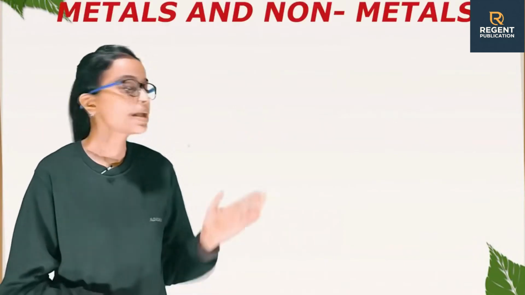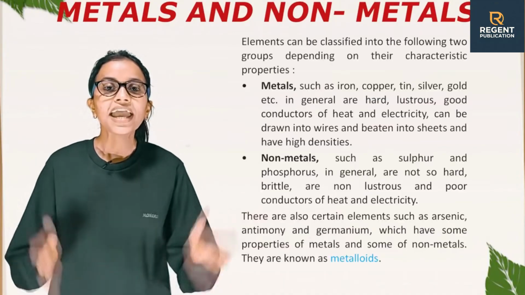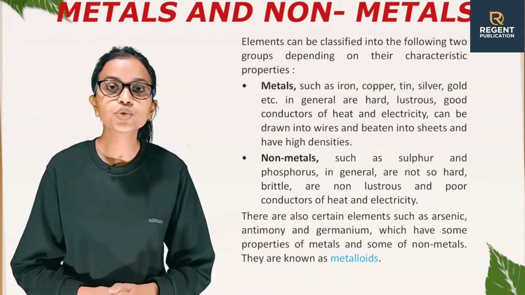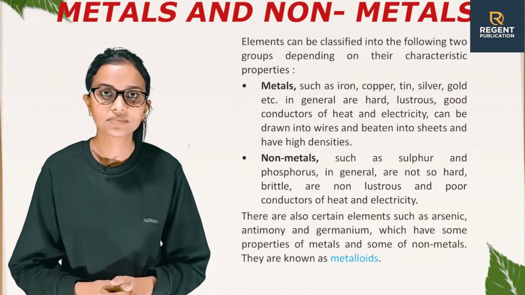Today I am here to start with chapter number 4 of class 8. The name of this chapter is Metals and Non-Metals. So, let's start. Elements can be classified into the following two groups depending on their characteristic properties.